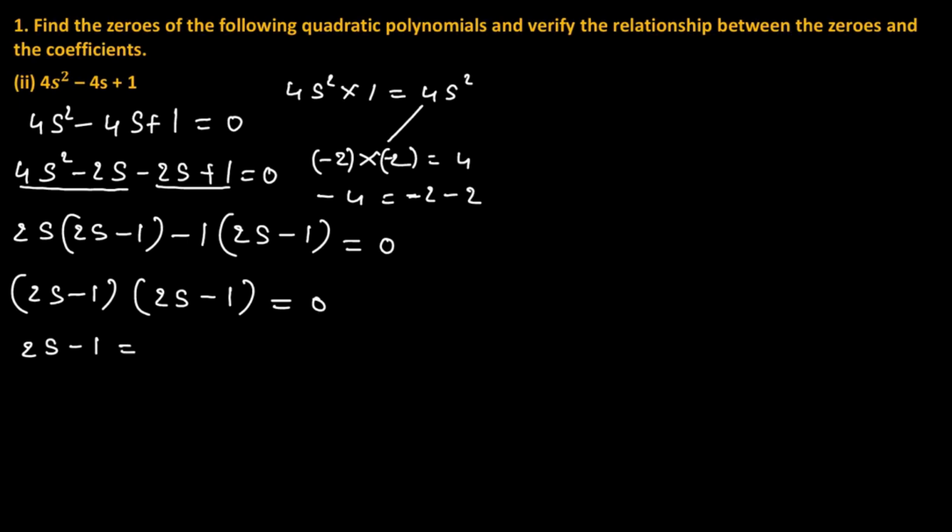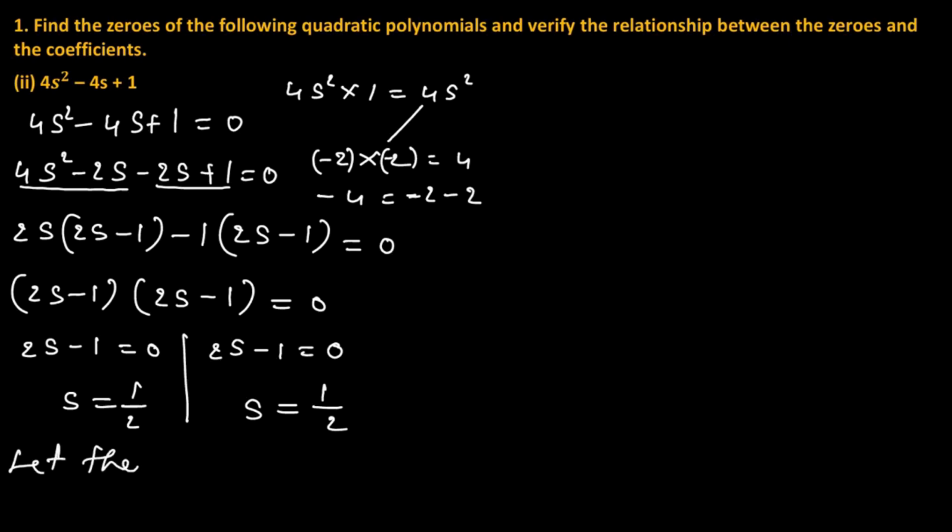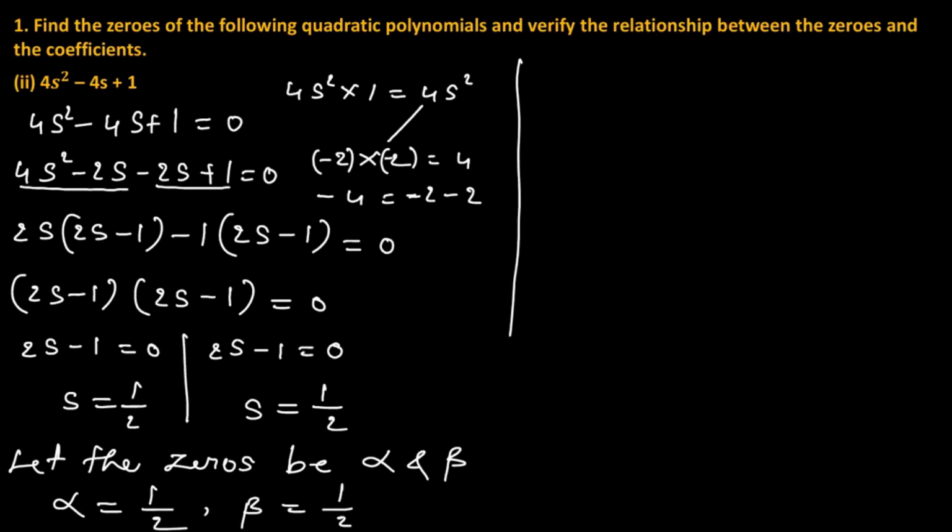2s minus 1 is equal to 0, and again 2s minus 1 is also equal to 0. S will be 1 by 2. Same thing here also, s will be 1 by 2. Let the zeros be alpha and beta. So here our alpha is equal to 1 by 2 and beta is also equal to 1 by 2. Let us verify the relationship between the zeros and coefficients.